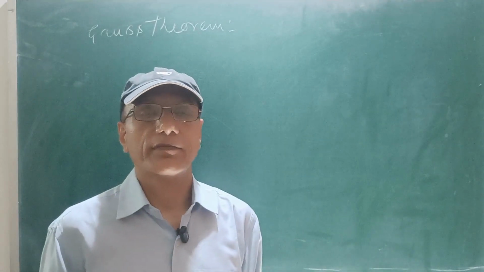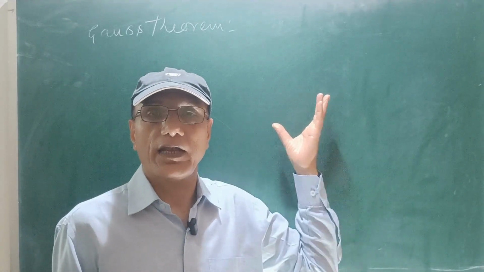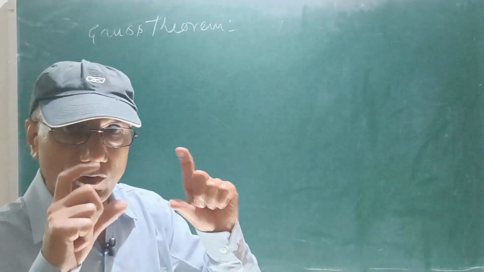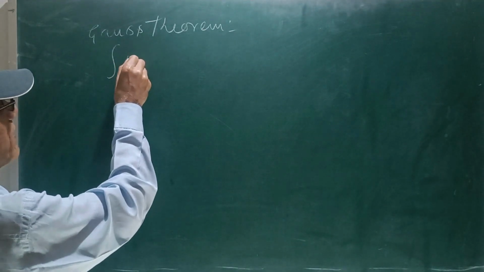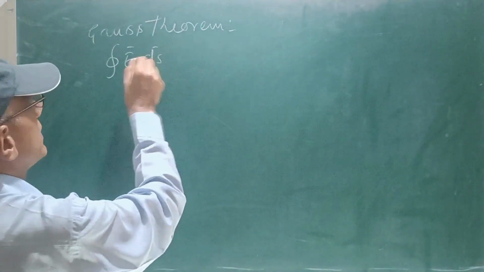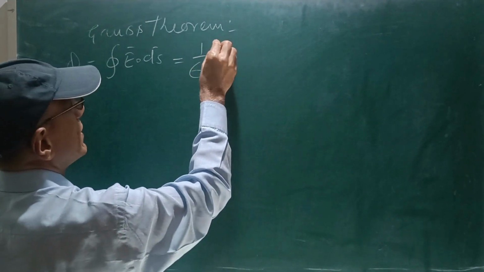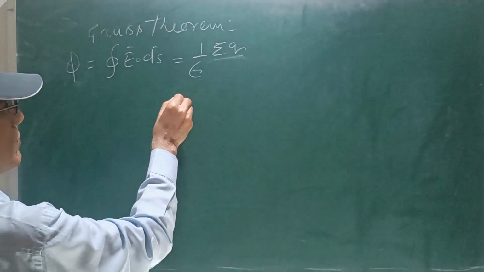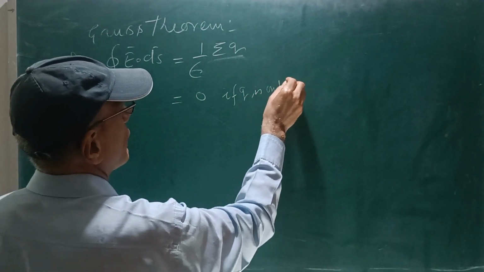What is Gauss theorem? It states that the total electric flux linked through a closed surface is always equal to 1 by epsilon naught times the total charge enclosed by the surface, or you can say the surface integral of electric field over a closed surface, that is the flux, is always equal to 1 by epsilon naught times the total charge enclosed by the surface. And this will be 0 if Q is outside the surface.